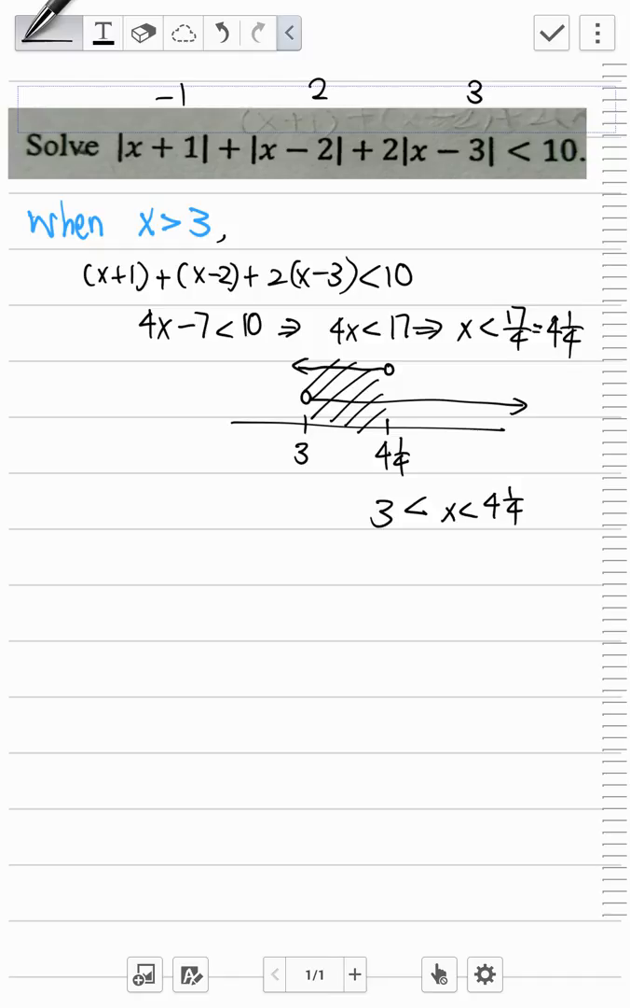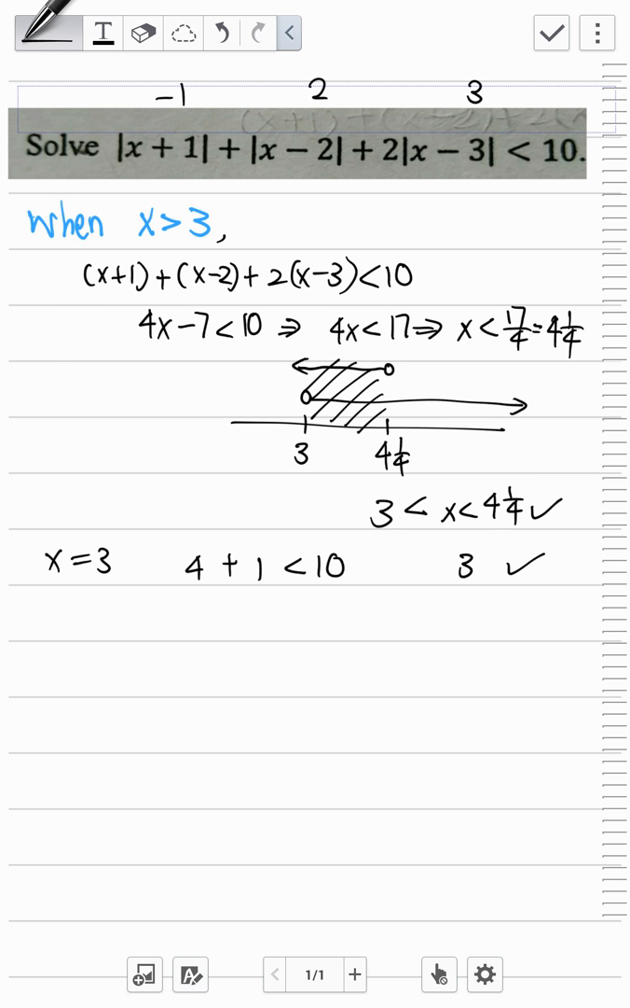Now we need to move to a value like 3. What happens at 3? When x equals 3, x plus 1 modulus becomes 4. Then 3 minus 2 is 1, and 1 modulus is 1. And 3 minus 3 is 0, and 0 times 2 is 0. So 4 plus 1 is definitely smaller than 10. That means 3 is an accepted value. When I plug in 3, I get 5, which is smaller than 10. So 3 is one of the values that I want.